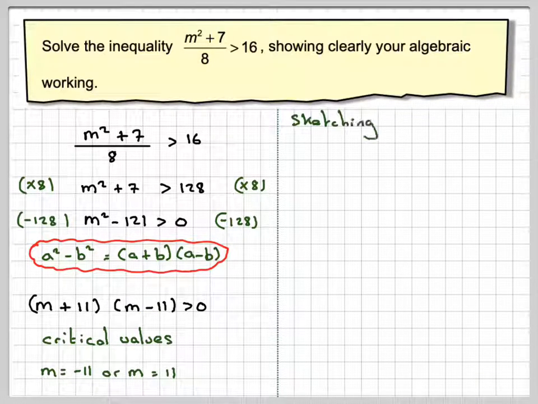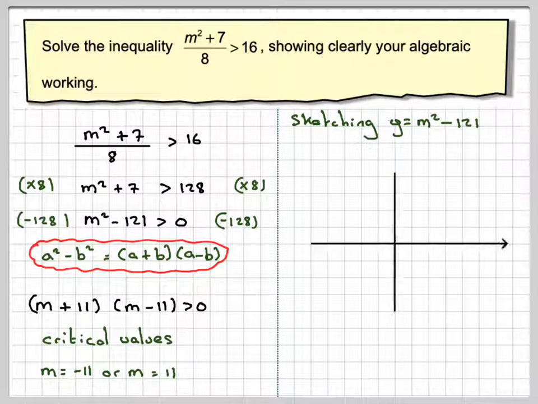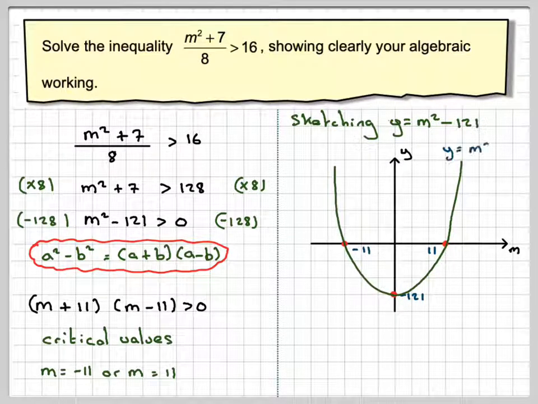If we sketch the function of m squared minus 121, y is equal to m squared minus 121, it will cut the axis here and here. Here at minus 121, this at minus 11, and this at 11. It's a quadratic, so it will look like that, and we'll label it.